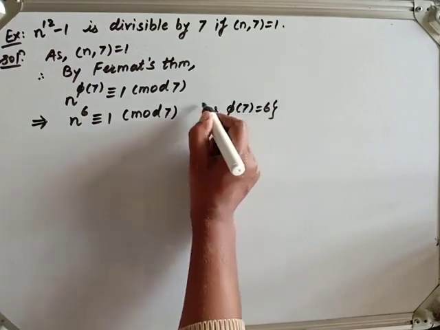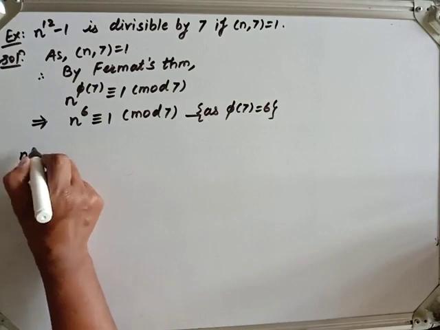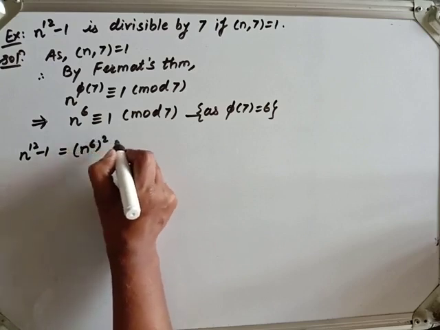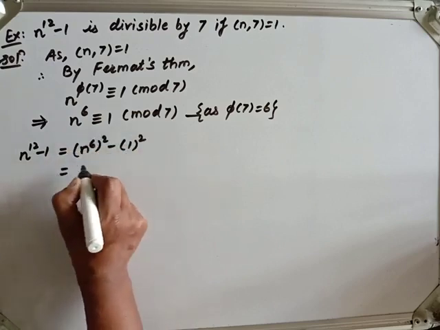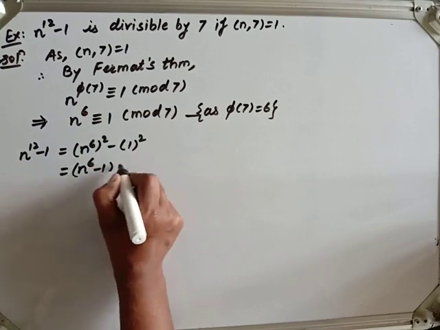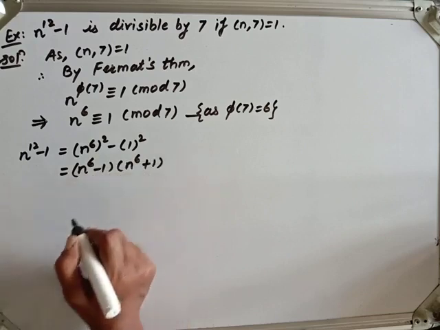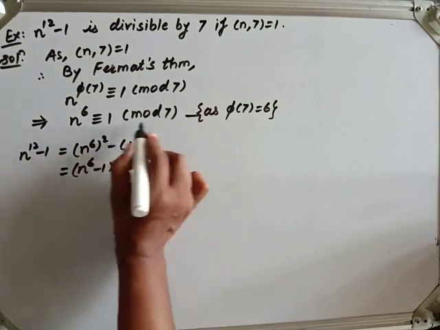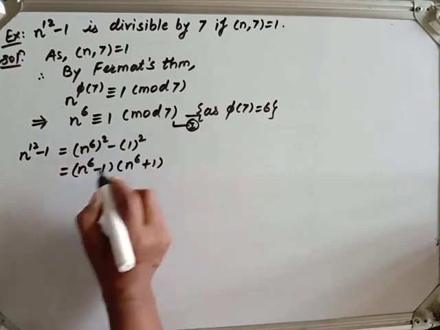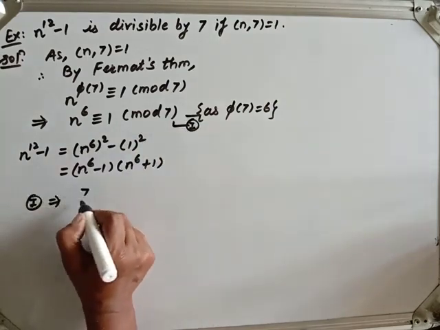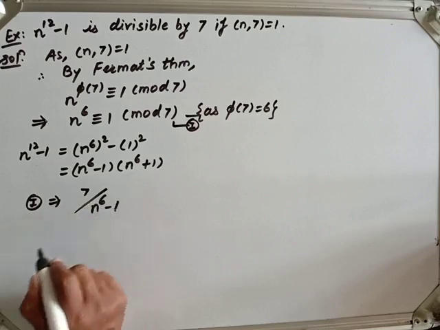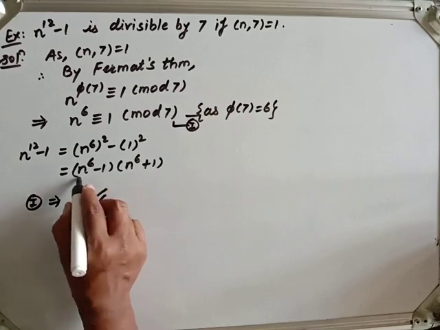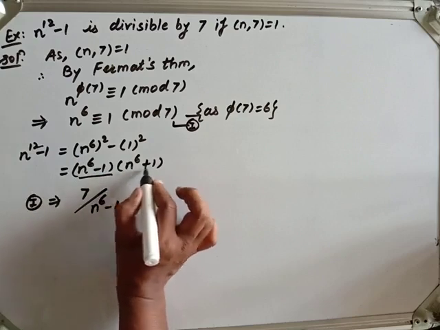Fine. Now n raised to 12 minus 1 is the same as n raised to 6 whole square minus 1 square. So this is n raised to 6 minus 1 into n raised to 6 plus 1. Let me call this equation number 1. So equation 1 gives us 7 divides n raised to 6 minus 1. It is already a factor of n raised to 12 minus 1, so let me take the other factor as x here.